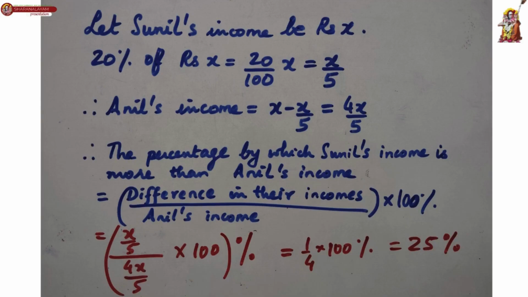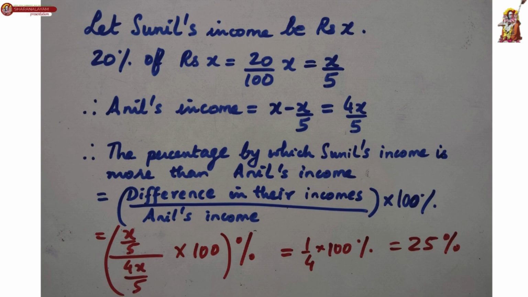20% of rupees x will be 20 upon 100 into x, which is equal to x upon 5. Therefore, Anil's income will be 20% less than Sunil's income, right? So, it will be x minus x upon 5, which is equal to 4x upon 5.